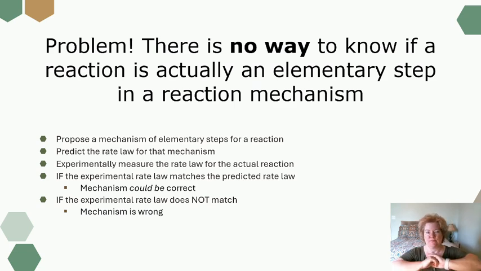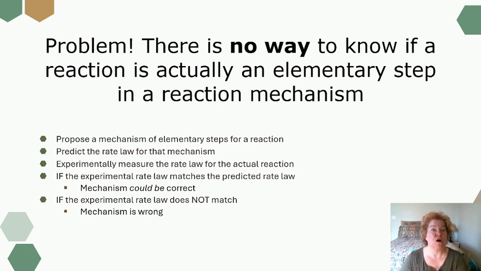Okay, here's a problem. There is no way to look at a reaction and actually know if it is an elementary step in a mechanism. I can't tell, and I can't tell, therefore, that this is the real correct mechanism. All I can do is propose a mechanism with a set of elementary steps that add up to the overall reaction.